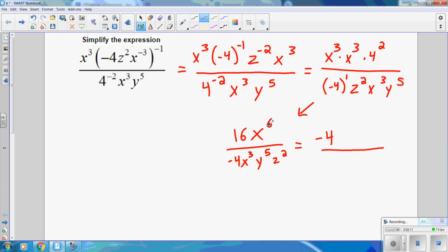You have x to the sixth, and you have x to the third. There's 3 more x's on top, so we're going to have x to the third on top. And then you just have y to the fifth, z to the second. That's still on bottom, and there's nothing you need to do with that. So this would be our answer.